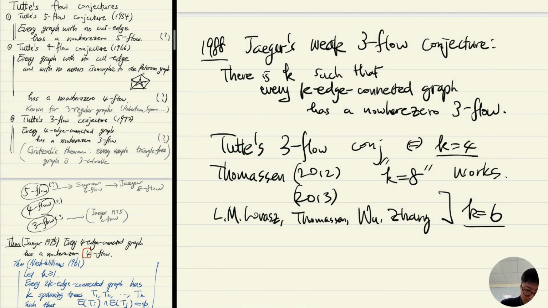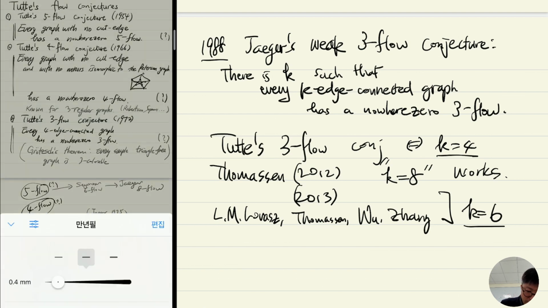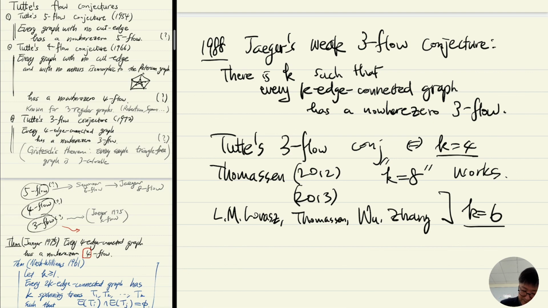Okay, so let me write it down. Thomassen has a weakening, and then Lovász, Thomassen, Wu, and Zhang have another weakening. As far as I know, this is the current status. All right.